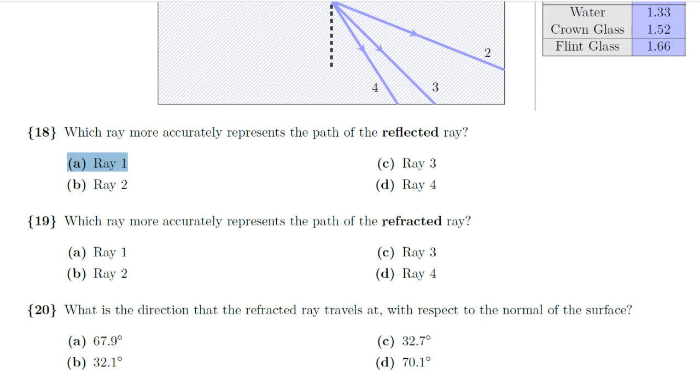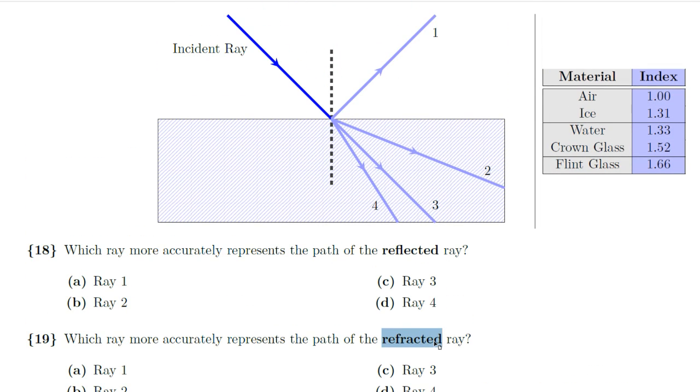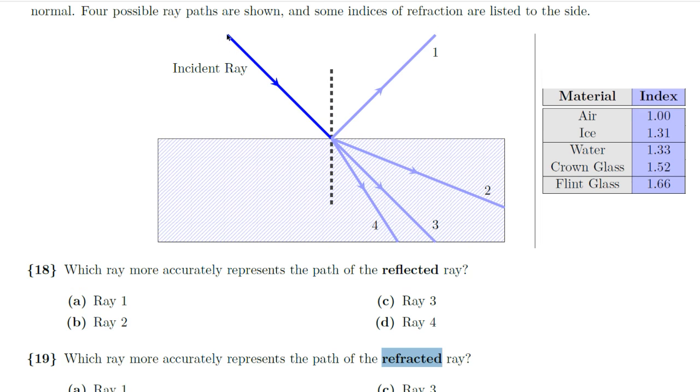For 19, we want to know which ray is the refracted ray. So the refracted ray is the ray that goes through or transmits through the surface. From the incident ray, it goes to the surface and penetrates through the surface, and we have to determine if it's ray 2, ray 3, or ray 4 at that point. Now, it can't possibly be ray 3 because ray 3 doesn't bend. Refraction deals with the bending of light upon entering a different kind of material. As long as you're entering a different material with a different index of refraction, that light should bend. So it cannot be 3.